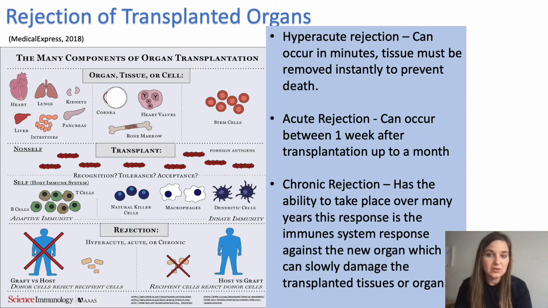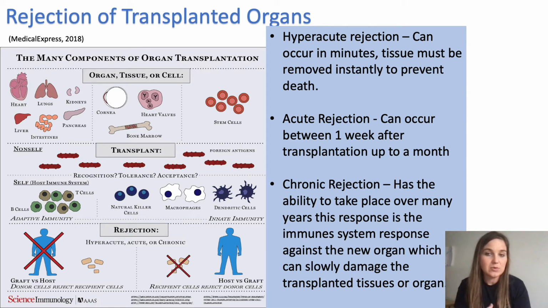Rejection can take 3 different forms. We have hyperacute rejection, which will occur within minutes after the transplant. It's extremely critical and the tissue must be removed instantly to prevent death. This type of rejection can be a result of a person being given the wrong blood. Acute rejection can occur from 1 week after transplantation up to a month. All people who receive a transplant may experience some acute rejection at some point, and chronic rejection has the ability to take place over many years.